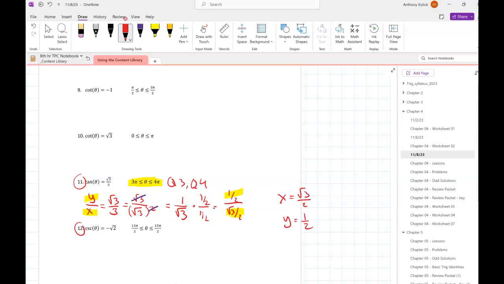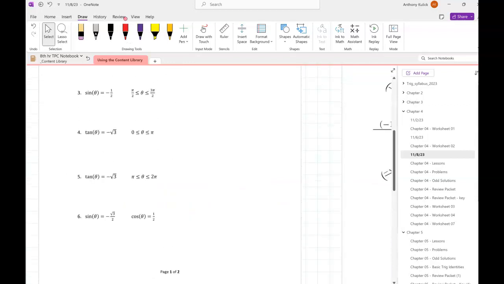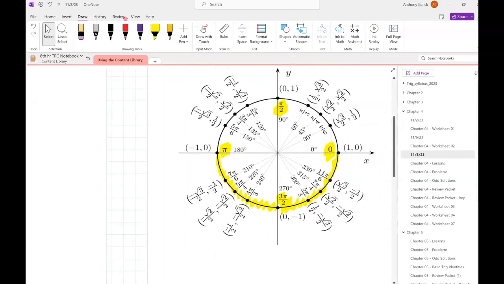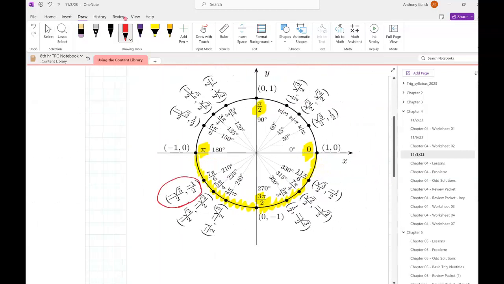Feel good so far? All right. Now I'm going to go back to my unit circle, look in quadrants 3 and 4, and find this sucker, right? All right, let's go look. Oh, that's close, but they're both negative, right? And I have one positive, one negative. But I don't see one where they're both positive.